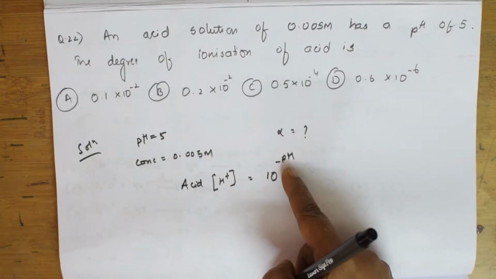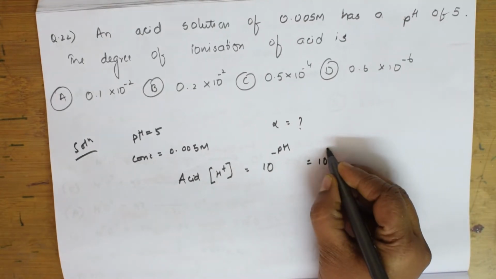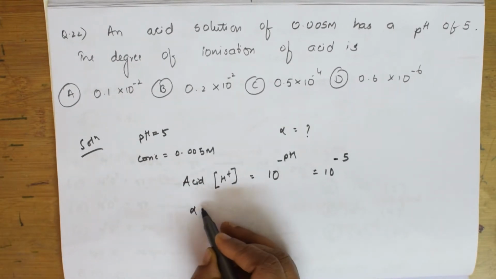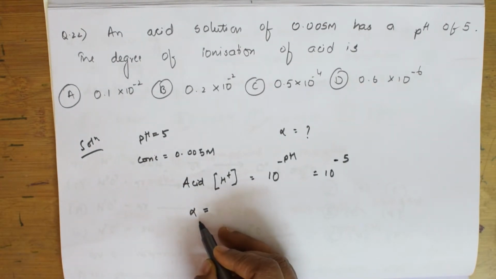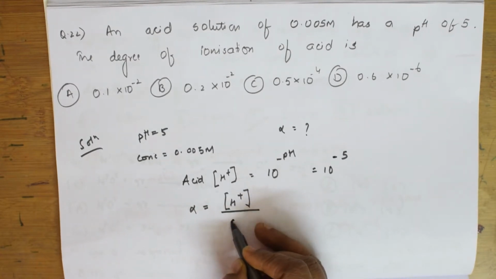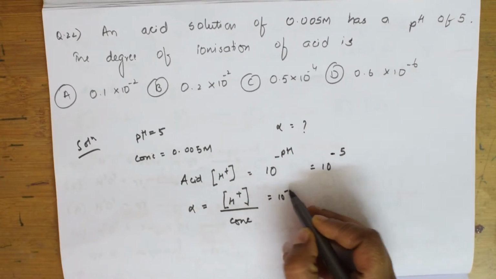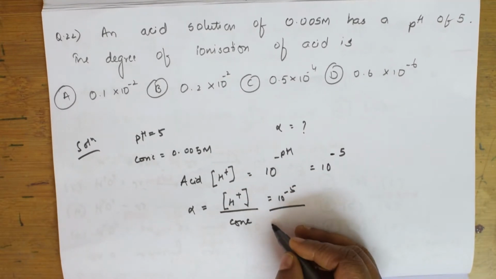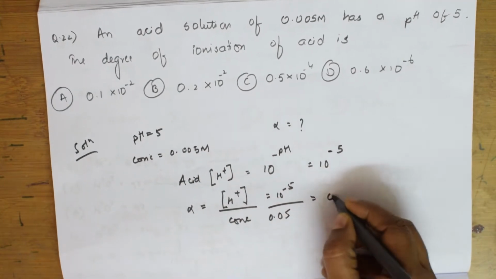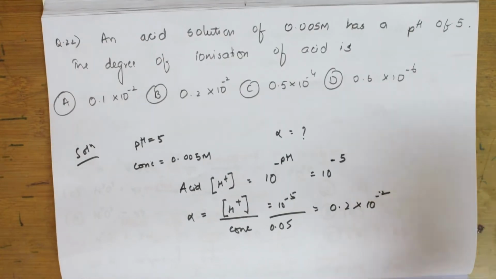How much is pH given to us? pH given to us, now take as 10 raised to the power of minus 5. This is the thing, correct? Yes. So now what is the alpha formula, or degree of ionization formula? Degree of ionization is the concentration of the acid divided by the given concentration. How much is the concentration of acid? 10 raised to the power of minus 5. What is the concentration now? Given as 0.005. When I cancel this, I get an answer of 0.2 into 10 raised to the power of minus 2. So this is the answer.